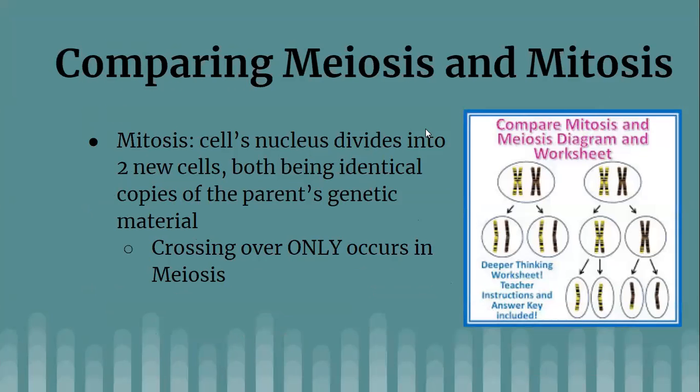Okay, so the two main types of cell divisions are called mitosis and meiosis. The majority of our body cells divide to make two genetically identical new cells in a process called mitosis. The cell's nucleus divides into two new nuclei and identical copies of the parent cell's genetic material are distributed into each daughter cell. Mitosis produces two identical daughter cells with the same DNA as the parent cell.